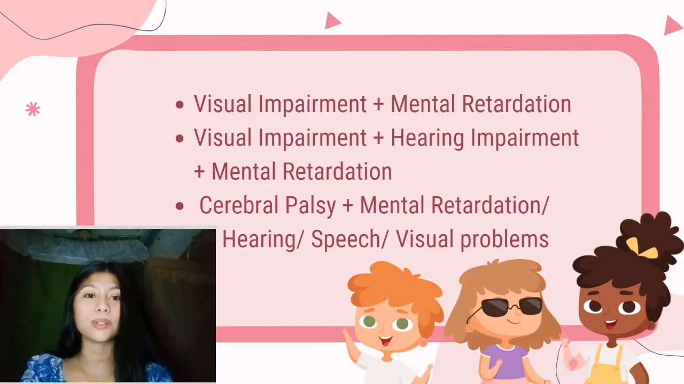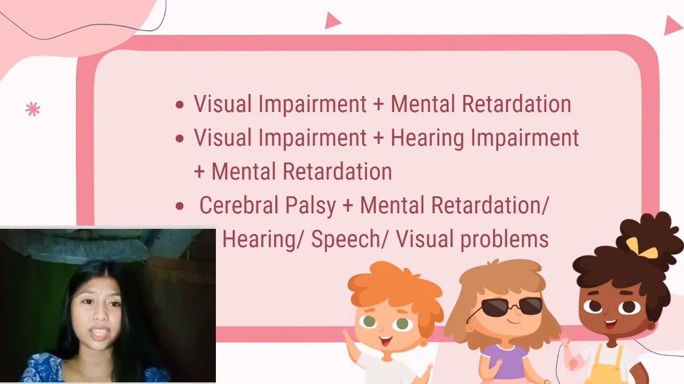So another example is the union of visual impairment, hearing impairment, and mental retardation. And the last one is cerebral palsy plus mental retardation with hearing, speech, or visual problems. So CP is a group of disorders that affect a person's ability to move and maintain balance and posture. So this is the most common motor disability.